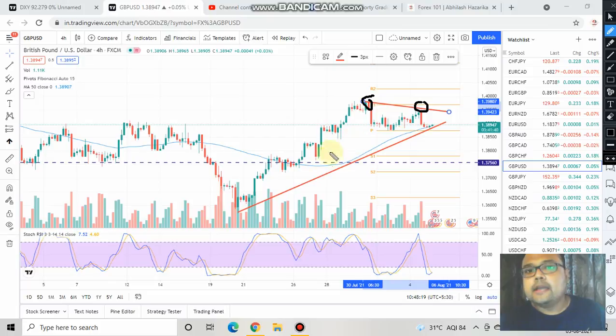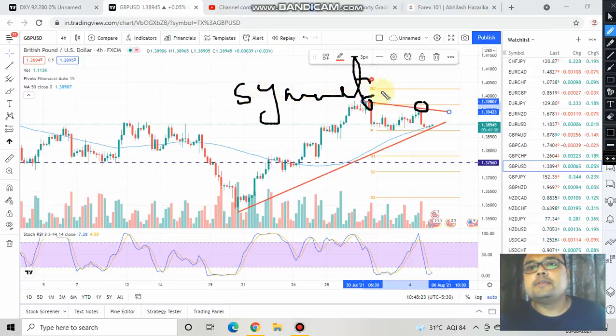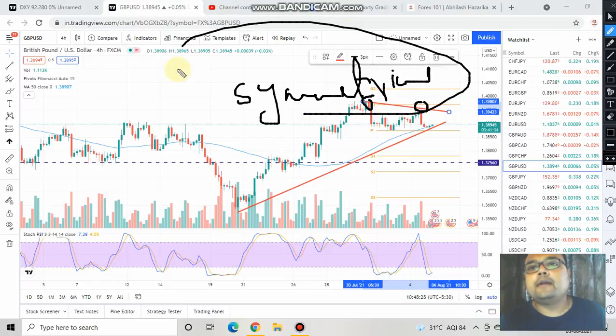Because it looks like a symmetrical triangle pattern, and in a symmetrical triangle pattern, we should only go for a buy once the market crosses this resistance.